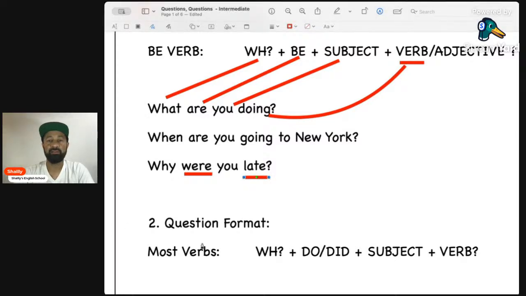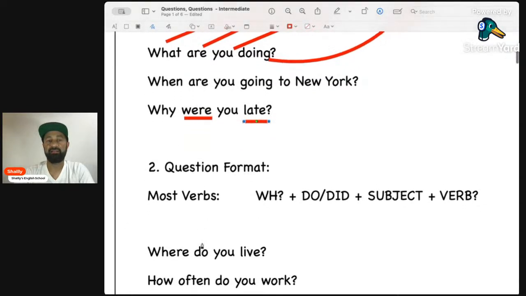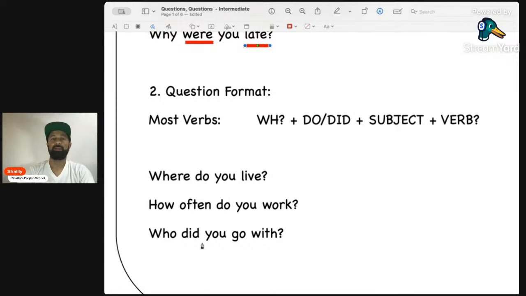Let's look at the second type of question format. In here, it says most verbs. This is not every verb, but a lot of the verbs will follow this grammar pattern. We have our WH, then do, does, or did, subject, and verb. This is not everyone, but a lot of verbs will follow this format.